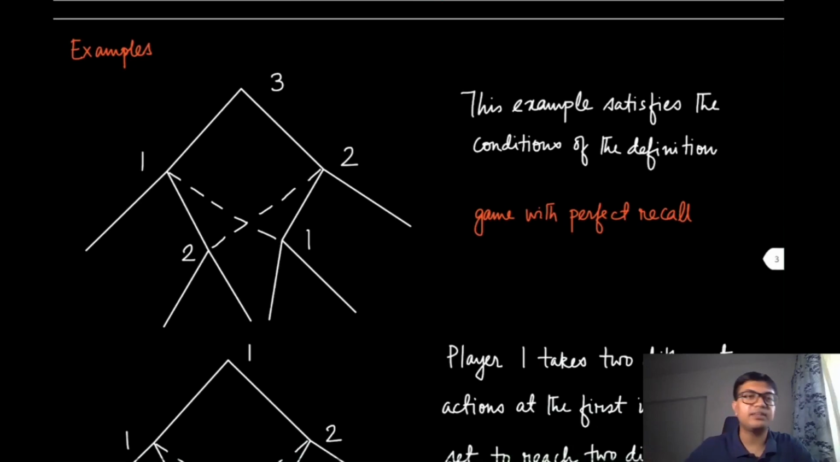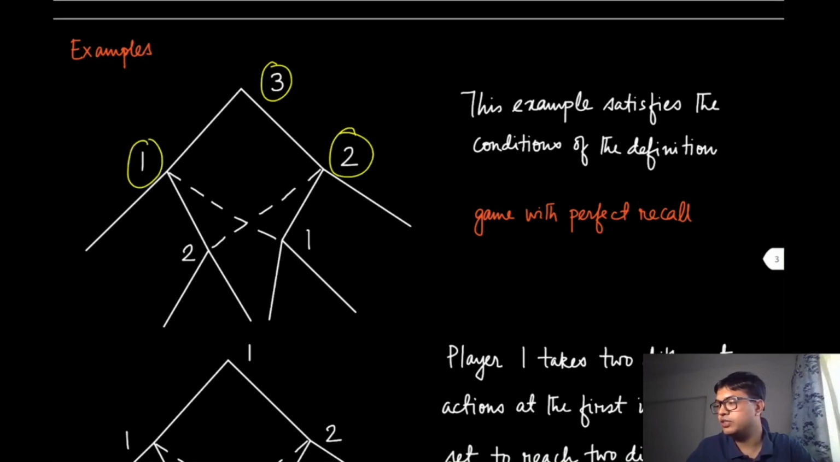So let us look at some examples to understand what a game with perfect recall means. In this example, there are three players. Player 3 is playing first, and based on its two actions, either one can play or two can play. Then based on their actions, you can come back to one again, and based on player 1's action, there could be this kind of situation.